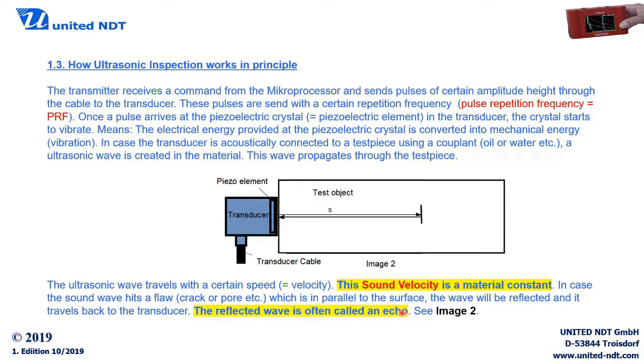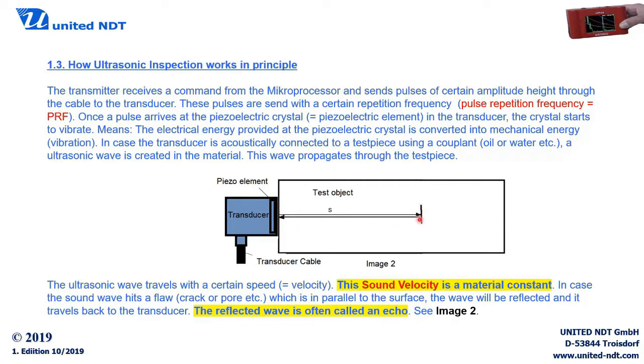People are talking about echoes on the screen, for example, echoes coming back out of the material and so on. So that's the reflected wave which has been sent back to the probe and then analyzed and displayed. I also mentioned that this is parallel to the surface.